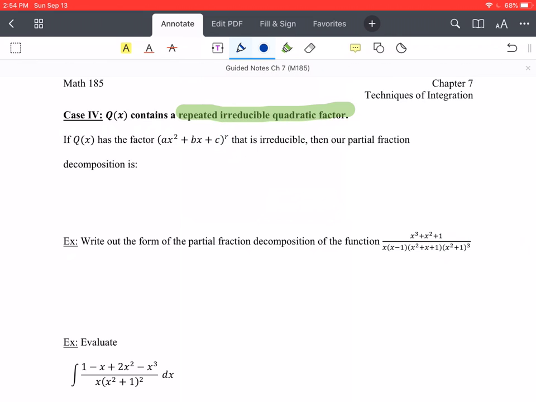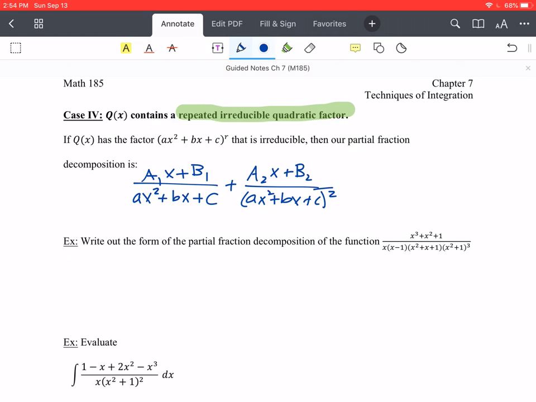So if we have a factor that is irreducible and it's a quadratic and it's repeated r times, then the partial fraction decomposition will give us something that looks like this. So we have a1x plus b1 over ax squared plus bx plus c, plus a2x plus b2 over ax squared plus bx plus c squared, plus etc., all the way up to the r term. So arx plus br over ax squared plus bx plus c to the r power.